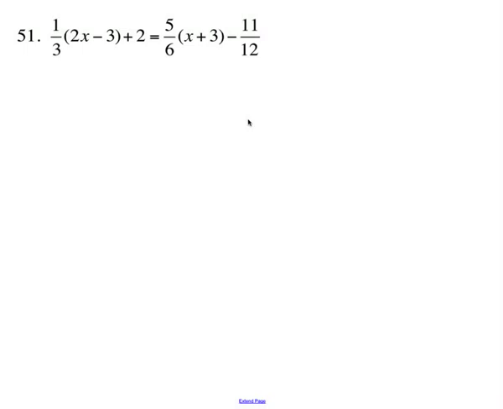Okay, on this one, it just looks scary. It's really not that bad once you actually get into it. So what I'm going to do is distribute the fraction for right now.